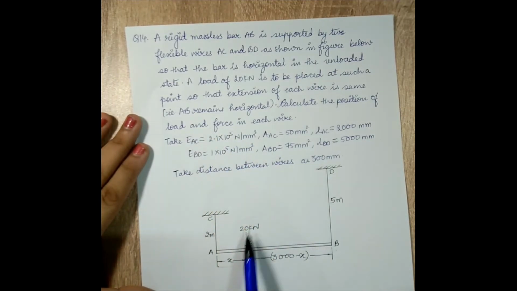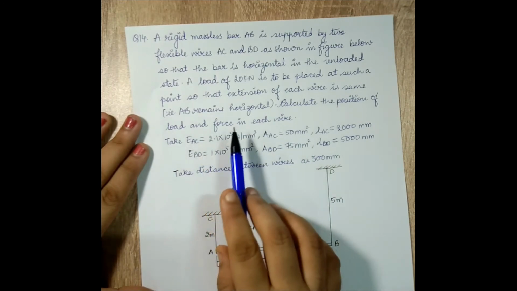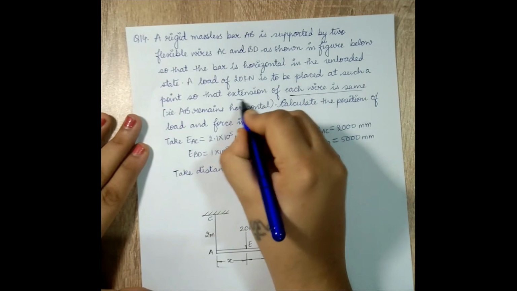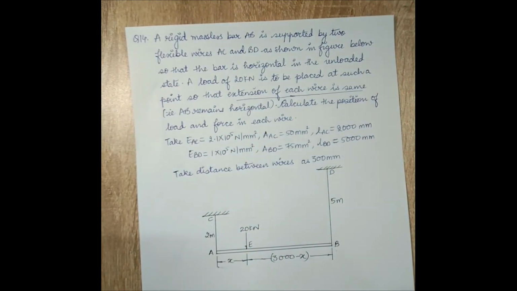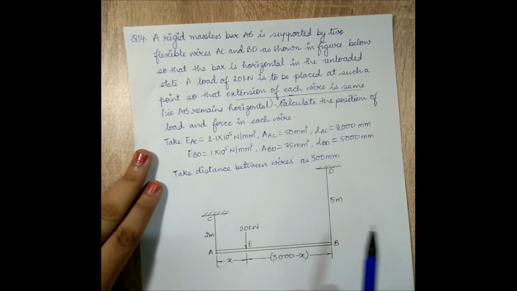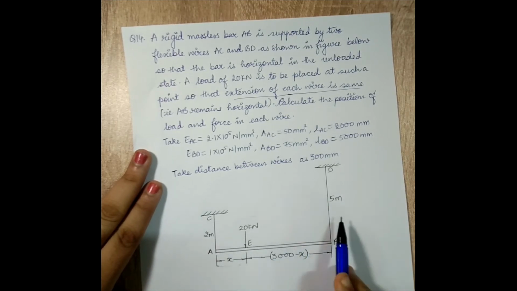A load of 20 kilonewton as it is shown here is to be placed at such a point so that extension of each wire is same. This is important. This will help us give a condition to solve the problem. That is, AB remains horizontal. Calculate the position of the load. So I need to calculate this distance x and the force in each wire here and here.